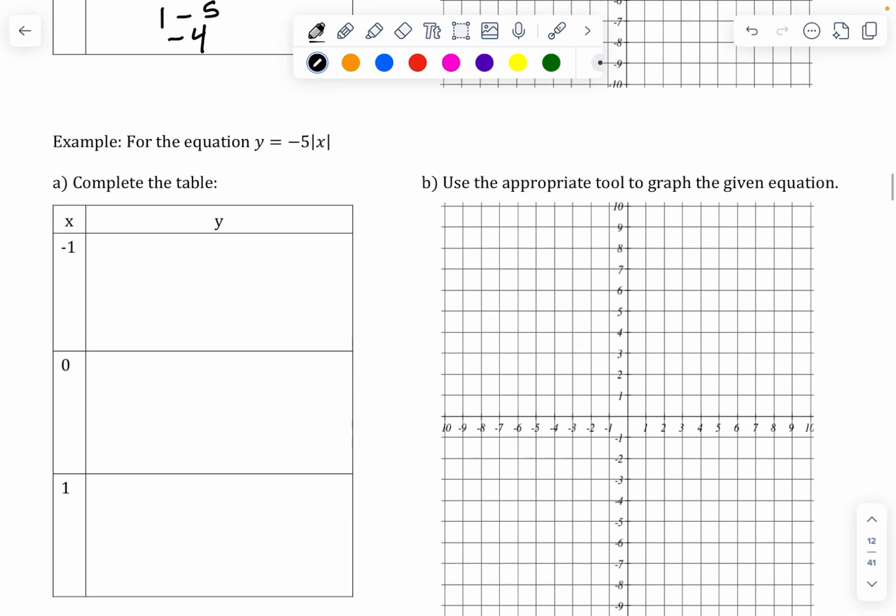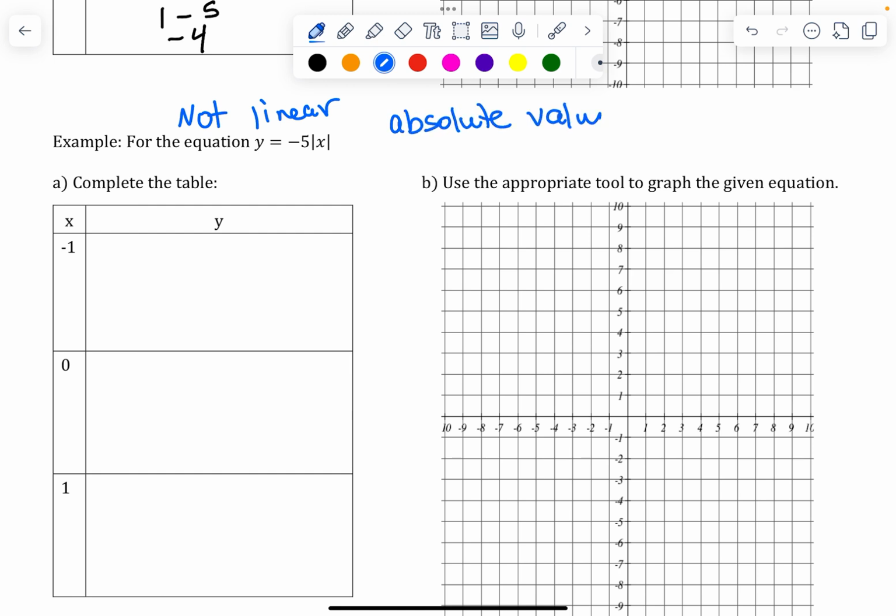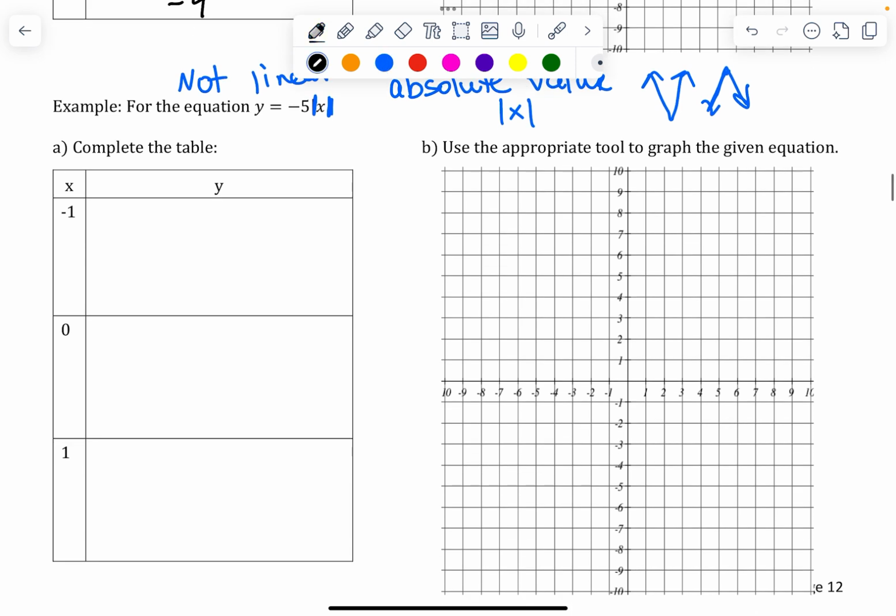So the next one, again, we've got this absolute value bar that tells us that this is not linear. Anytime we have absolute value, which are these bars, that tells us that our graph is going to be a V-shaped graph, and that's from the absolute value of x. So we're still going to complete the table.